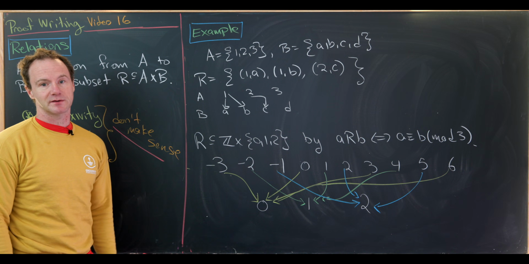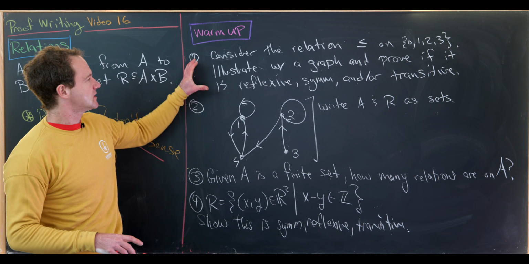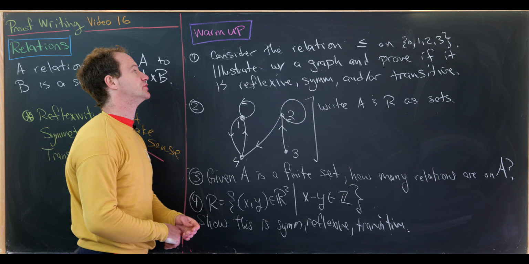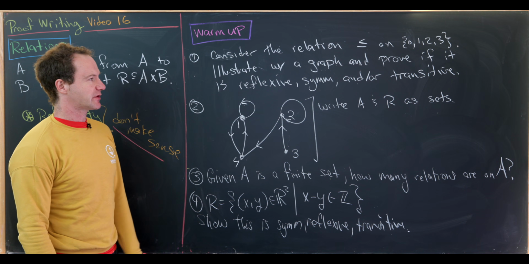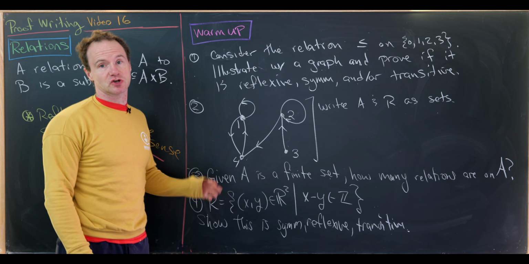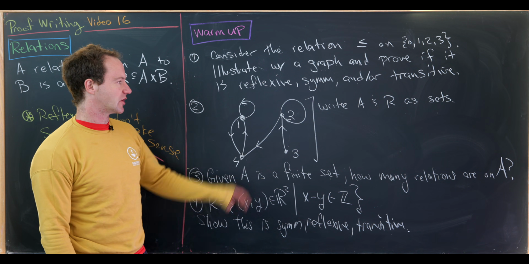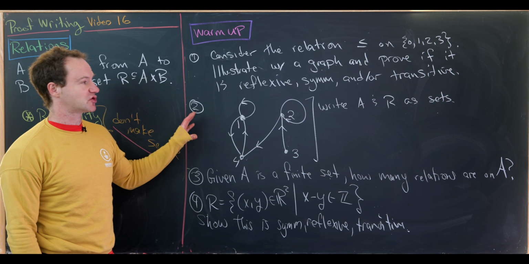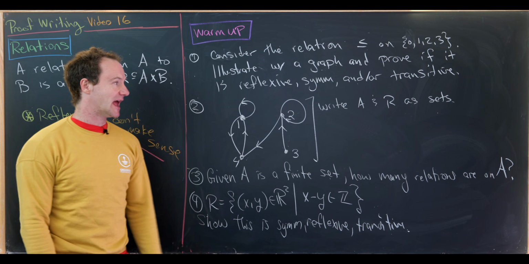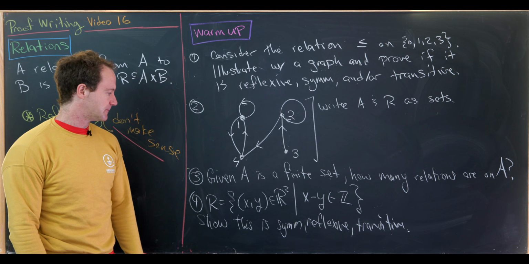Okay, so now I'm going to give you some warm-ups. So here's some nice warm-up exercises based on what we just saw. So let's consider the relation less than or equal to on the set {0, 1, 2, 3}. So let's illustrate it with a graph and prove whether or not it is reflexive, symmetric, and/or transitive. So next, let's consider the relation with the following graph. And then your goal is to translate this graph into a relation with sets. So what would the set A be? And then what would the set R, which is the subset of A cross A, be?